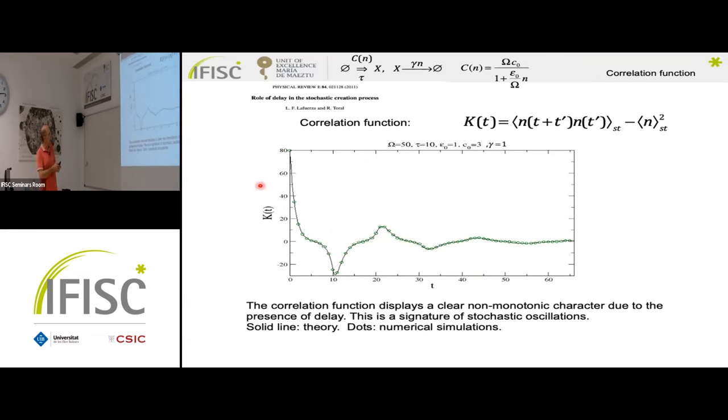Also, it's nice to look at the correlation function. The correlation function has a funny shape. I always plot it because it looks so weird. But it's true. This is the theory, and these are the simulations. So it does look like this.